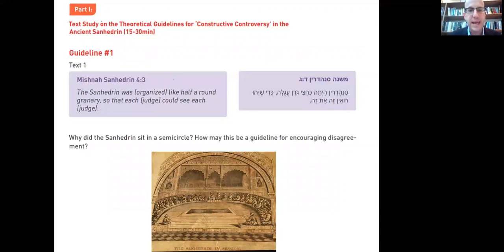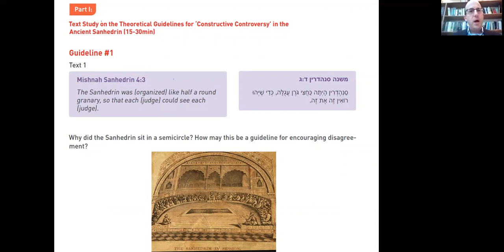I will point out a wonderful academic article, that if you've seen the source sheet, you'll already have seen it, that was done about groupthink and the ancient Sanhedrin. I'll point that out in a little bit. If you want to learn more, I encourage you to download that article. So let's start with the first guideline.